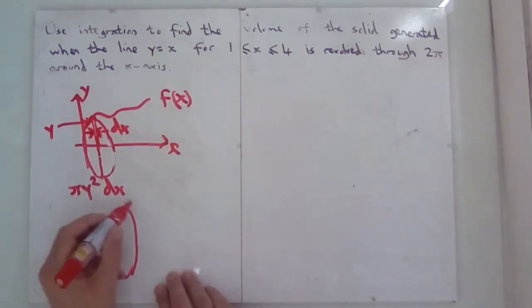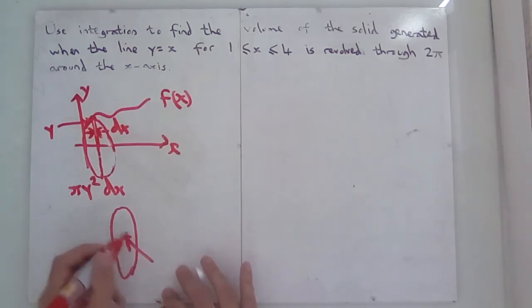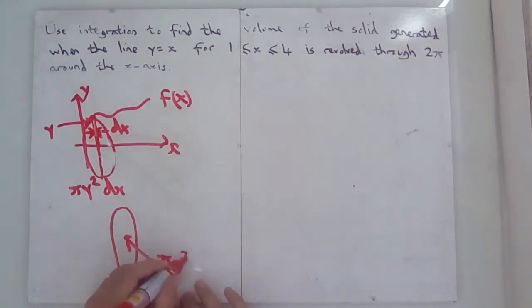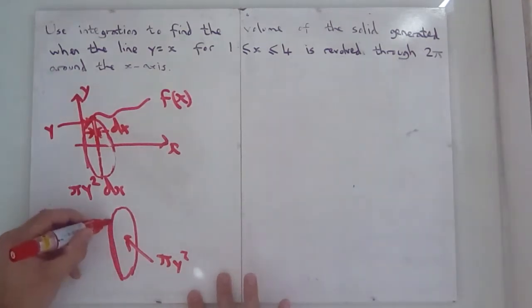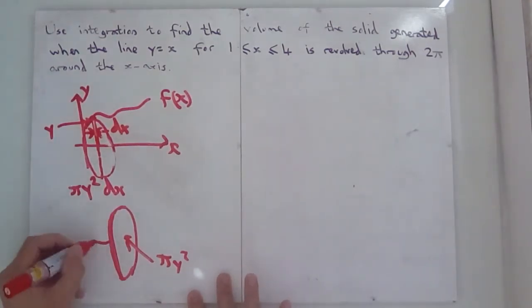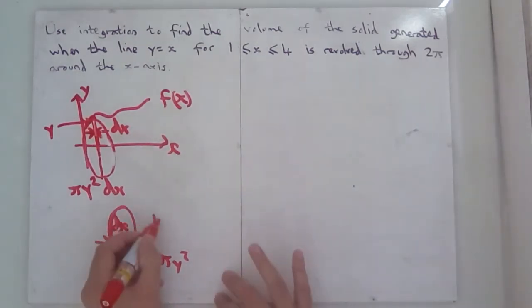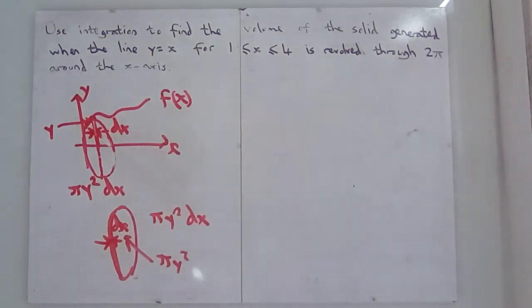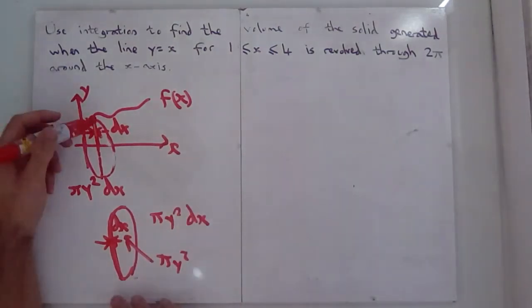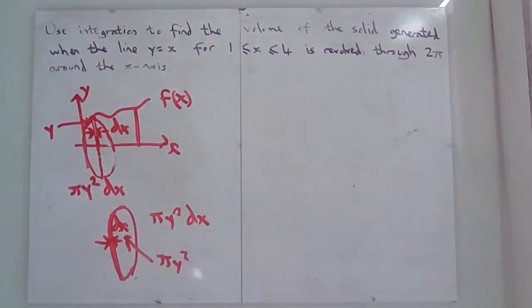Something like that. It's got a thickness of dx, and it's got an area of pi y squared. So pi y squared is the area, and the thickness is your dx. So pi y squared dx is the volume of this small disc that you're making by taking the y value at a given point, squaring it, timesing it by pi and timesing it by dx.